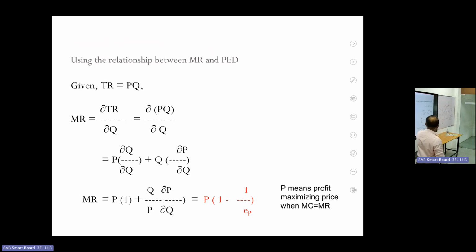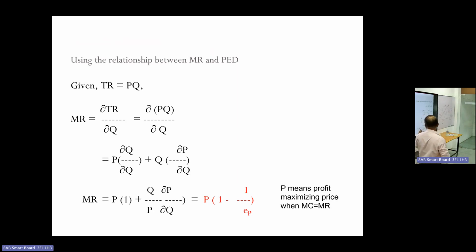Now we can write MR equals P. The Q over P, ∂P over ∂Q is something related with the elasticity. We can rewrite it as price times 1 minus 1 over price elasticity, where P means the profit maximizing price. So this is the MR. At the profit maximizing point, we know that MC equals MR. Therefore, instead of MR, we can write MC.